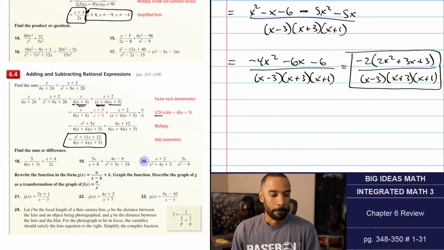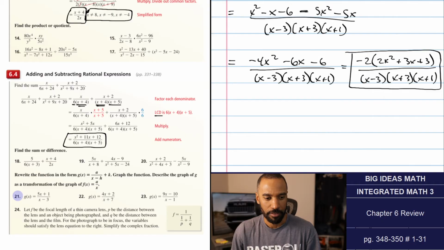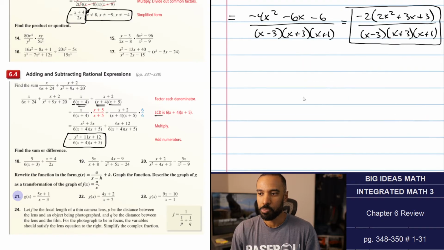So we move forward. We're done. All right, rewrite the function in the form g of x equals a over x minus h plus k. Graph the function. Describe the graph of g as a transformation of the graph of f of x equals a over x. So we did these problems in this section.